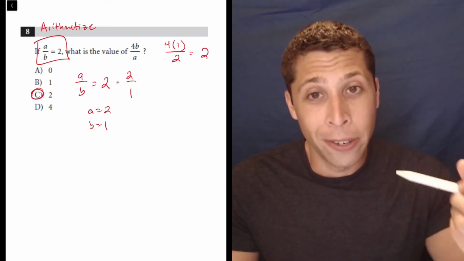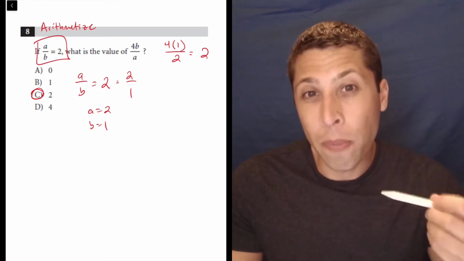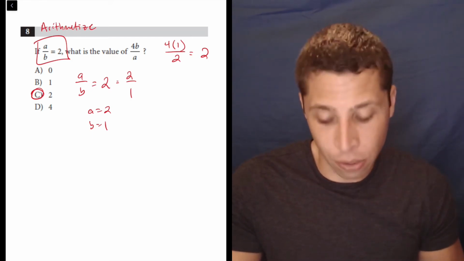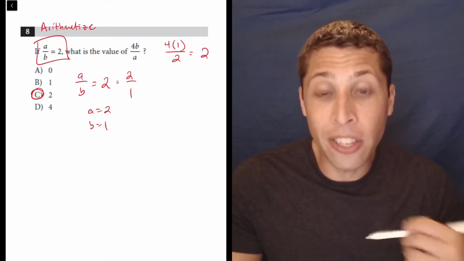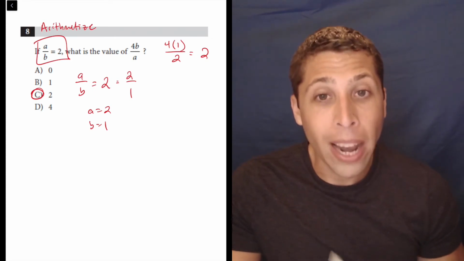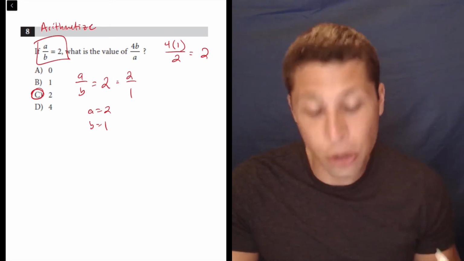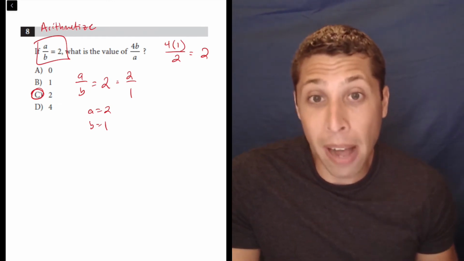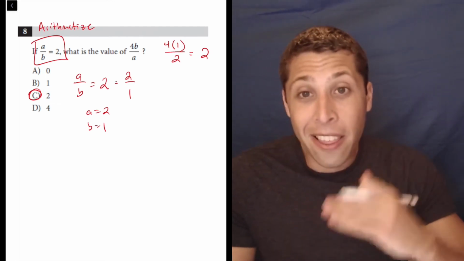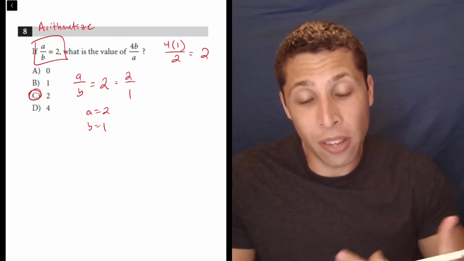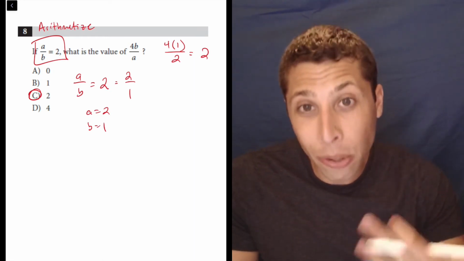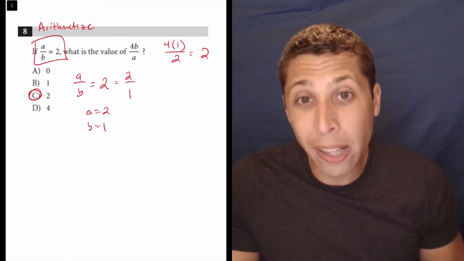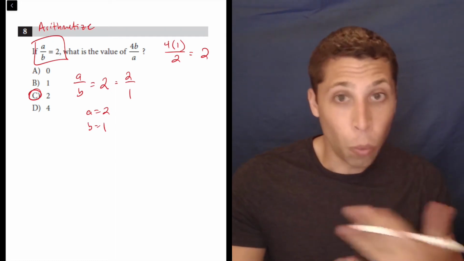However, if you're new to the SAT, then you might have some questions. The most obvious one is, well, what if we picked different numbers for A and B? How do we know that A is 2 and B is 1? I mean, the problem doesn't say that. You just made them up. Well, yeah, but the way this strategy works is, on the questions where we can use it, the numbers don't matter. As long as we follow whatever rule we're given, we're good.